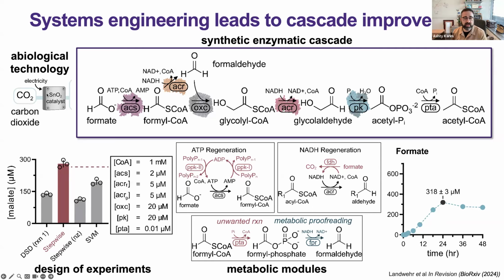Coupling that with electrochemical reduction of CO2, we were able to take formate and make malate at a relatively small amount. So this is not the end, but this showed that we could use both the protein engineering in cell-free systems and the metabolic pathway engineering in cell-free systems to take CO2 and convert that into a metabolic node.